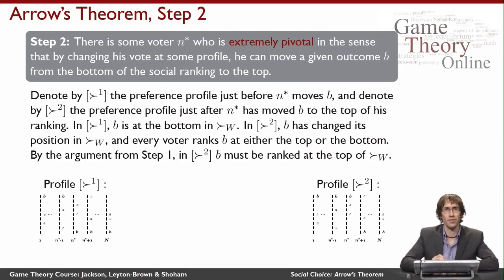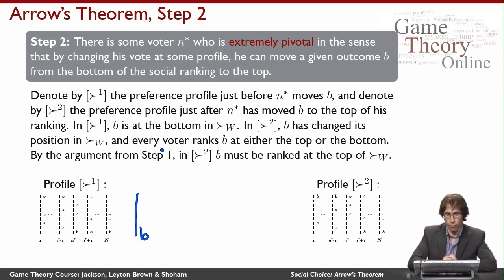So now let me give some names to preference orderings because I need them for the rest of the proof. So I'm going to denote by pref1 the profile just before n star moves B. And I'm going to denote by pref2 the profile just after n star has moved B to the top. And let's note that in pref1, we have B at the bottom in the social welfare ordering. So our social welfare ordering here has B at the bottom. And in pref2, B is in some different place than it was before.